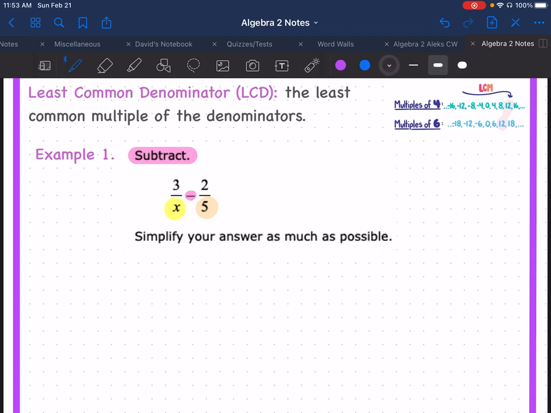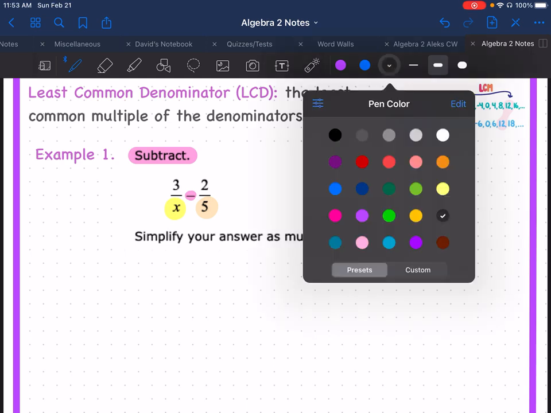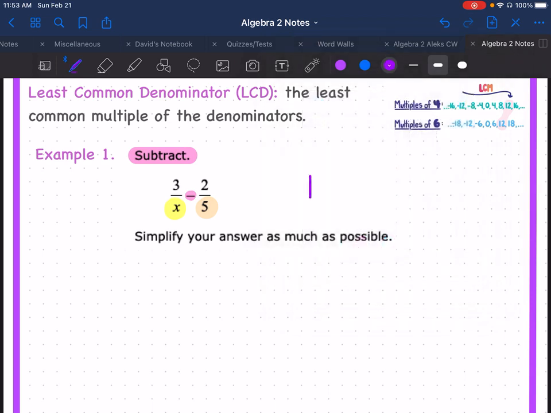So when I have denominators that are totally different, they share absolutely nothing, I just make the least common denominator be their multiplication. Let me grab a different color. My LCD is going to be the x from the first denominator times the 5 from the second denominator. Now we commonly would write that as 5x, right? The 5 is coming from the peach, and the x is coming from the yellow.